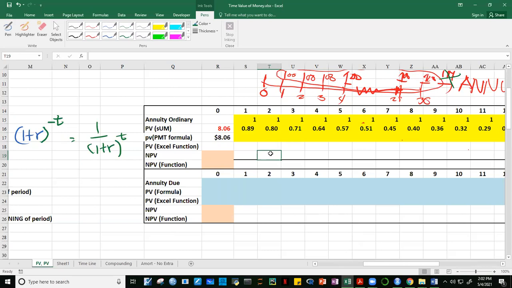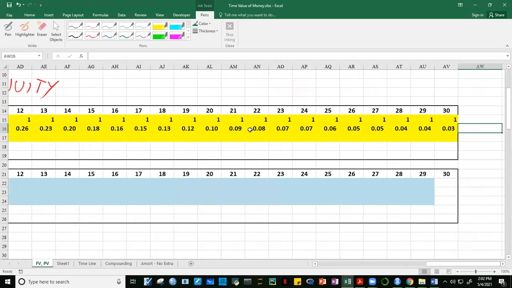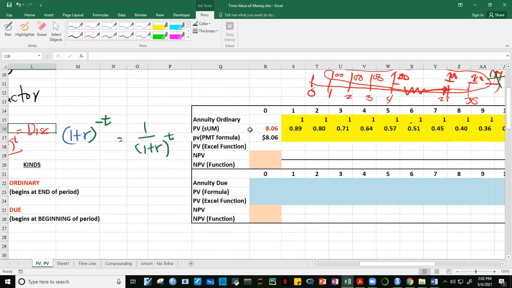Ang advantage itong PMT formula, hindi na tayo nag-isa-isang present value, di ba? Ito, matrabaho pa to, no? Yun yung present value natin bawat isa. And then, in-add natin, we added it to get 8.06. Pero dito, guys, diretso, formula, no? But we made use of the PMT value. Okay. Any questions, guys?